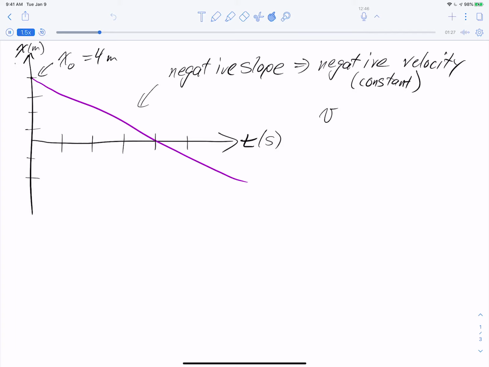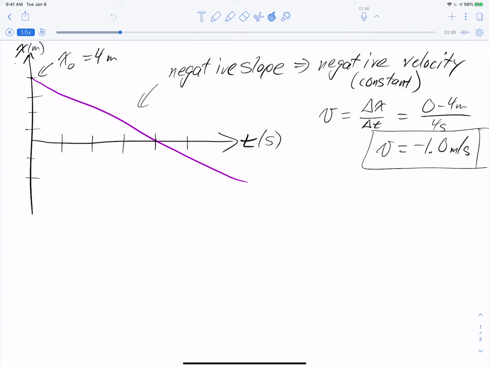Okay, and since I have pretty clear tick marks here, I can even calculate that velocity. Because I know it's constant, it's really the average velocity, but because it's constant, it's the same thing. So the velocity is the change in position over the change in time. Here at 4 seconds, the position is 0 meters. So that's 0 minus the starting position, 4 meters, so 0 minus 4 meters, and that change in time is 4 seconds. So my constant velocity is equal to negative 4 divided by 4, which is negative 1 meters per second.